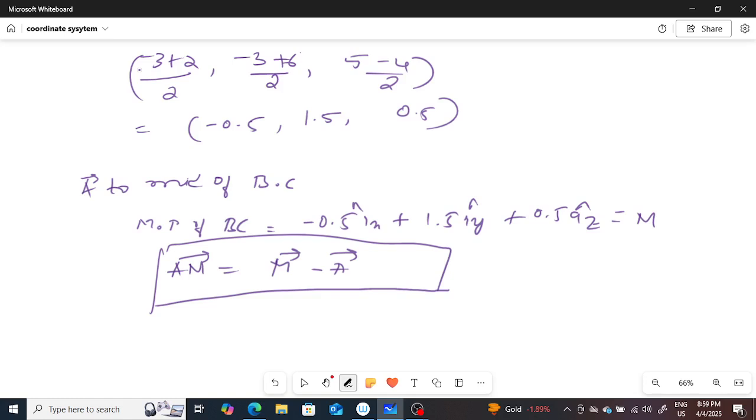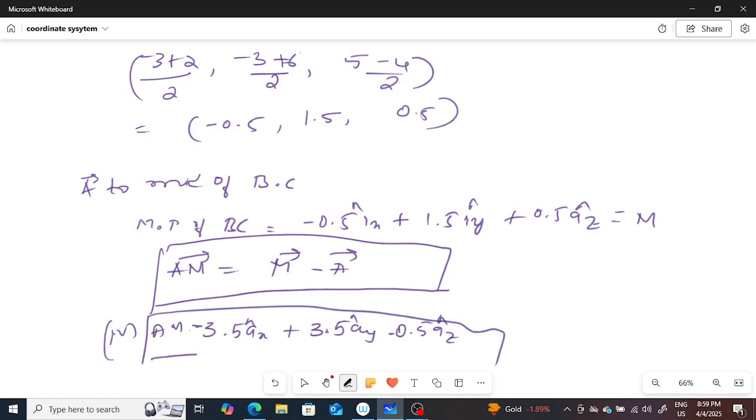The final answer I am writing. Try to solve this, and if you have any doubts, please comment or feel free to ask in the chat box. This is the solution for the fourth one. So this is about the Cartesian coordinate system or rectangular coordinate system.